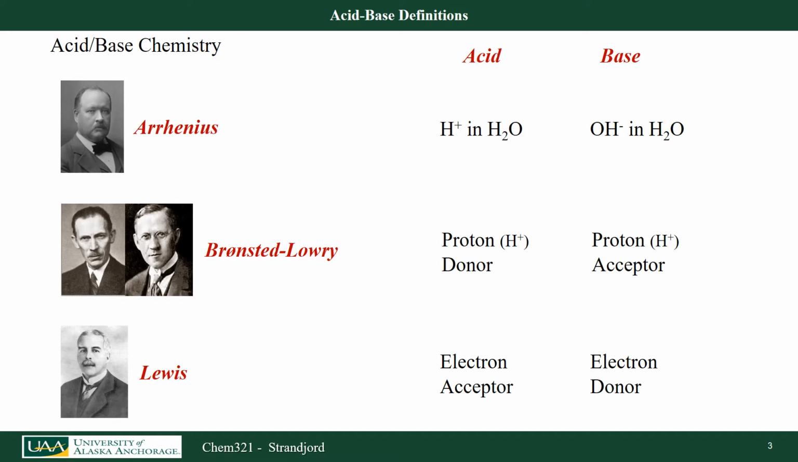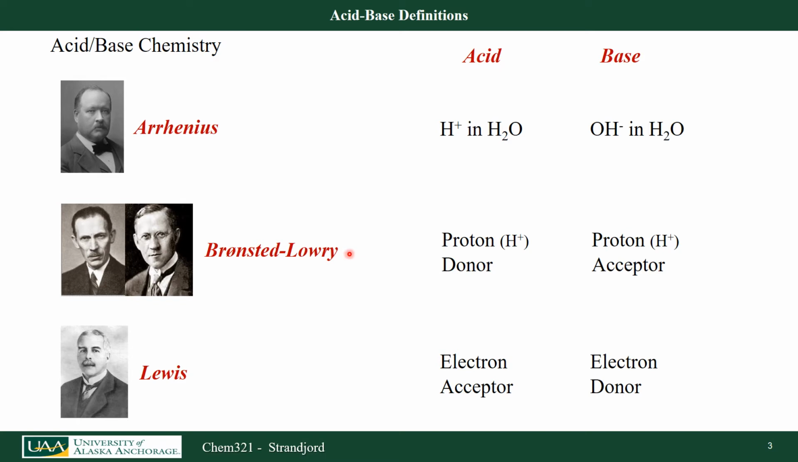Arrhenius's definition of an acid and base is that an acid is any molecule which produces an H+ in water, H+ being called a proton or a hydronium ion. And an Arrhenius base is any compound that, when put in water, produces a hydroxide or an OH- molecule in water. So, Arrhenius's definition of acids and bases are only applicable in aqueous solutions. You have to be in water.